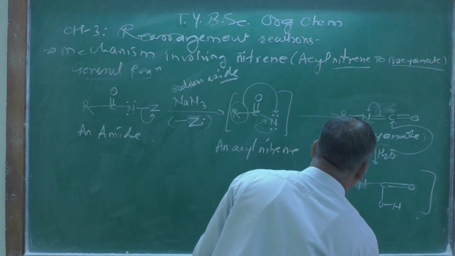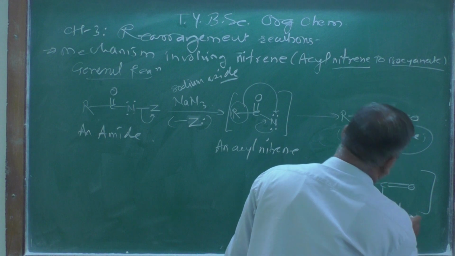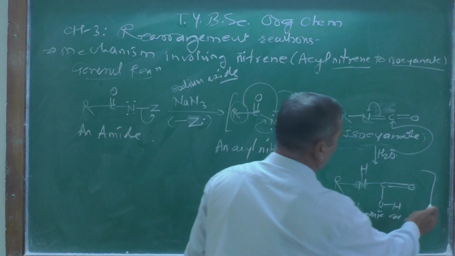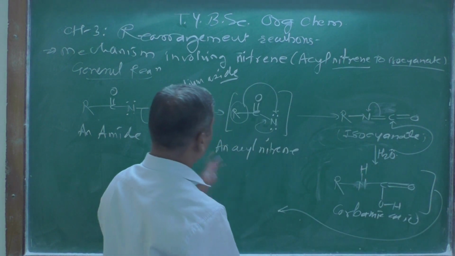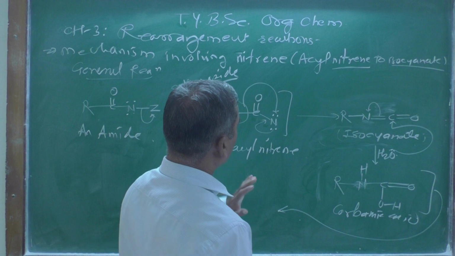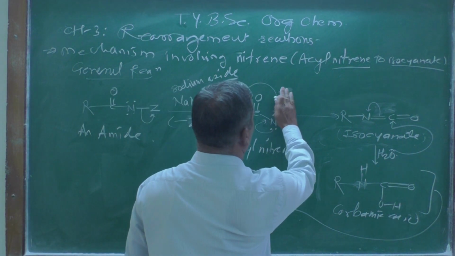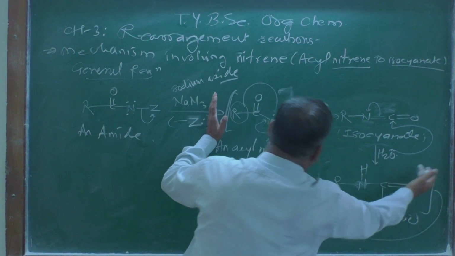This is known as a carbamic acid. Now, I am showing from this, because these are in the intermediate, not this arrow here. All these are in one bracket.